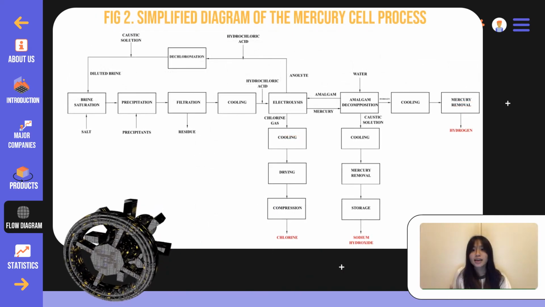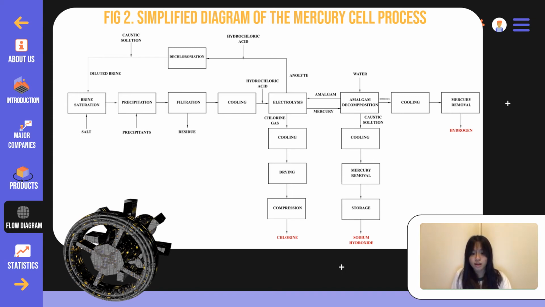Next, here we have a simplified block diagram for the mercury cell process. So, to summarize, the recycled brine from the electrolysis process in this diagram is dechlorinated and purified by a precipitation filtration process. The liquid mercury cathode and the brine enter the cell flowing concurrently. The electrolysis process creates chlorine at the anode and elemental sodium at the cathode.